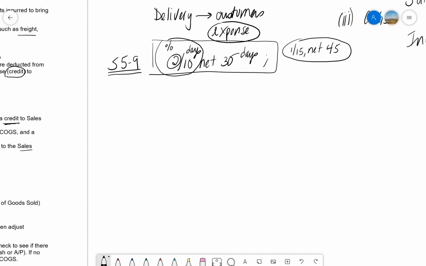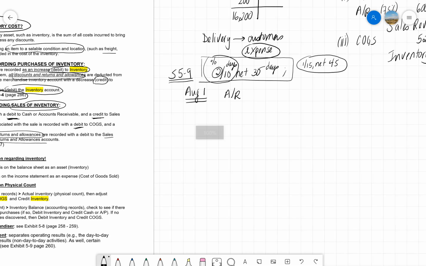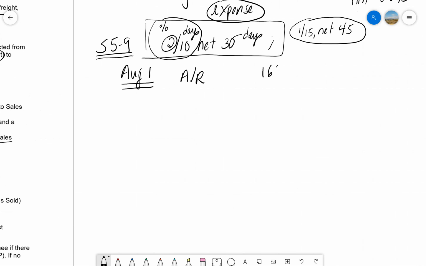Now, we're going to record the journal entries. So on August the 1st, let's record the journal entry. Whenever we have a sale of inventory and we're using the perpetual inventory system, we need two journal entries, one to record the sales revenue, one to record the cost of goods sold. Let's record the sales revenue first. This is all on credit because we have these credit terms. So debit accounts receivable 160,000, credit to sales revenue 160,000. So that's the first journal entry.